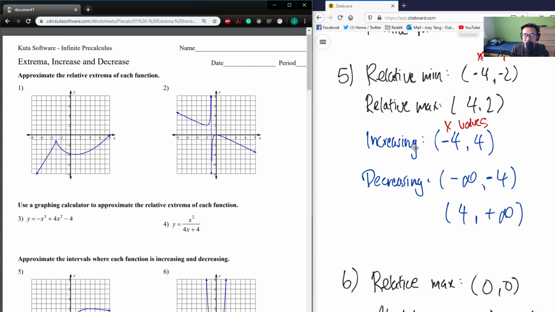So today we talked about this concept of extrema, local and absolute maximums and minimums. We talked about intervals of increasing and decreasing, and I introduced you to interval notation. So that's going to be all for today.